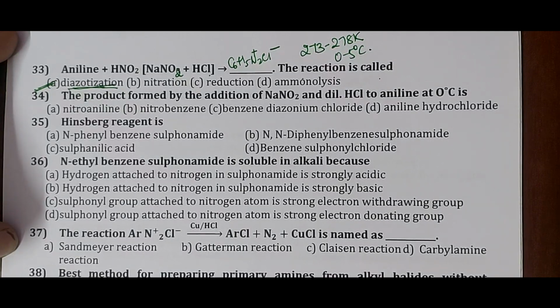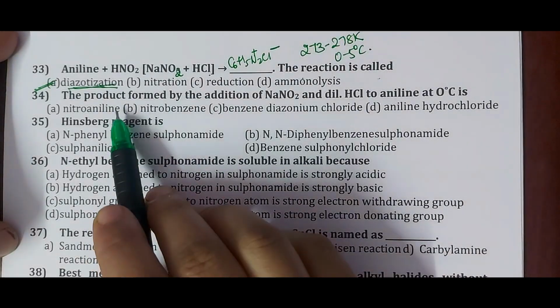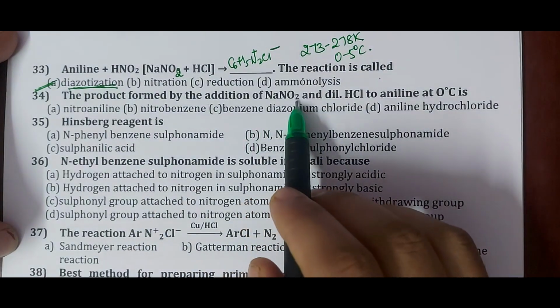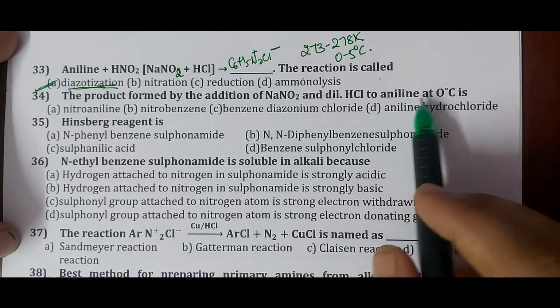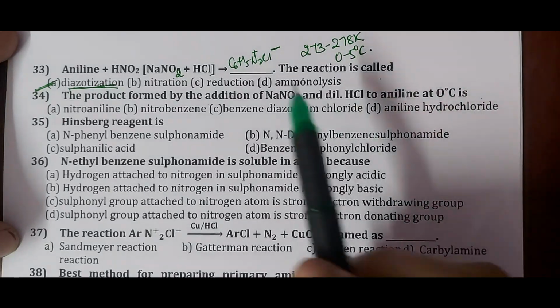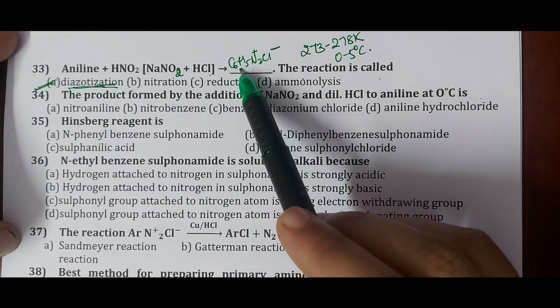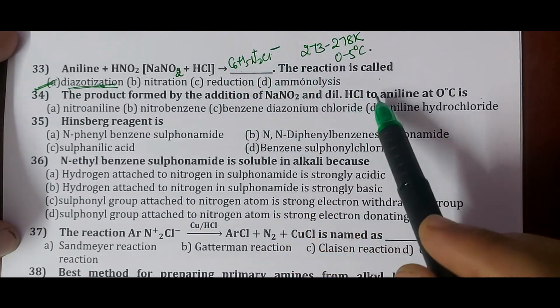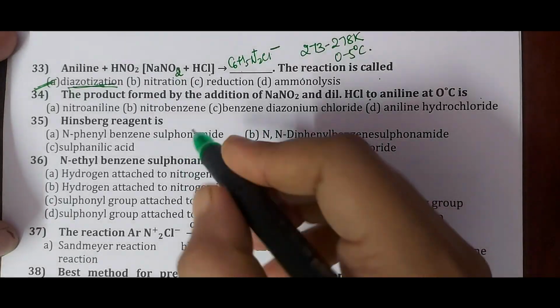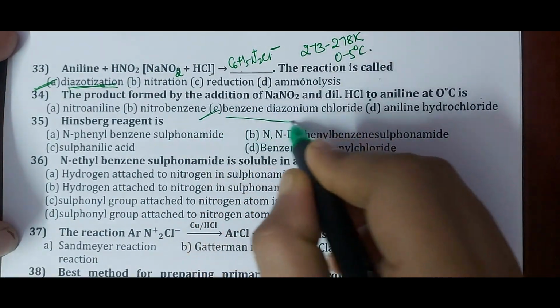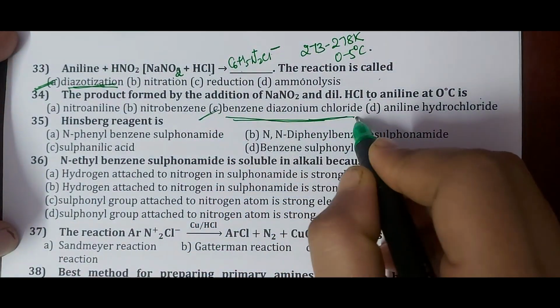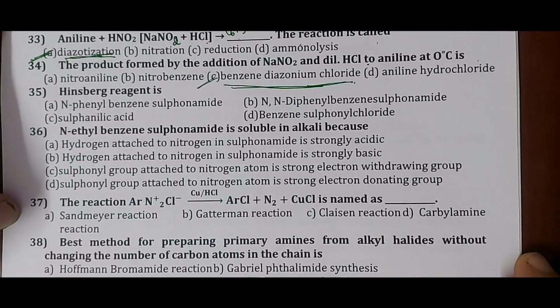Next we'll go with question number 34. The product formed by the addition of NaNO2 and dilute HCl to aniline at 0 degree Celsius is. So this is nothing but the above reaction that we have discussed. So the product formed is benzene diazonium chloride because HCl is used, and hence the correct answer is option C, benzene diazonium chloride.